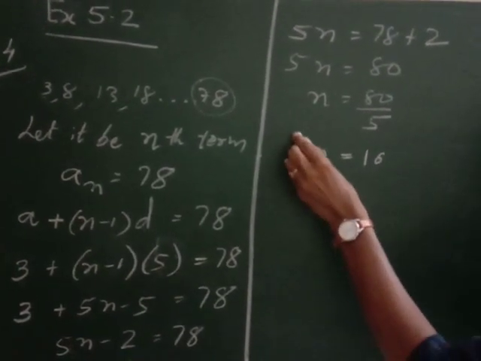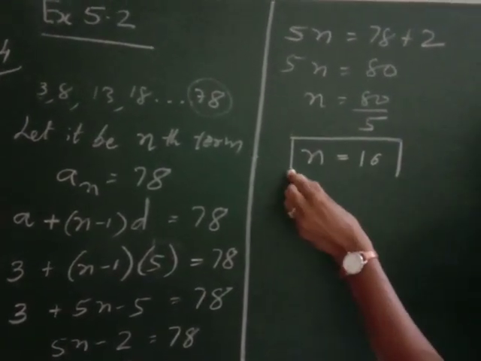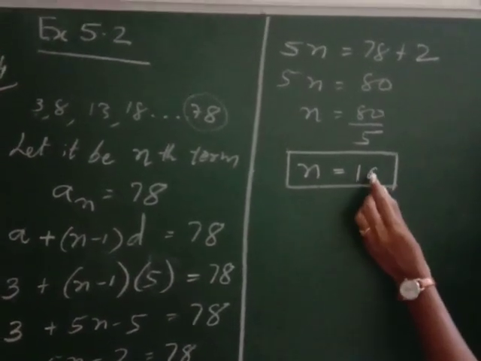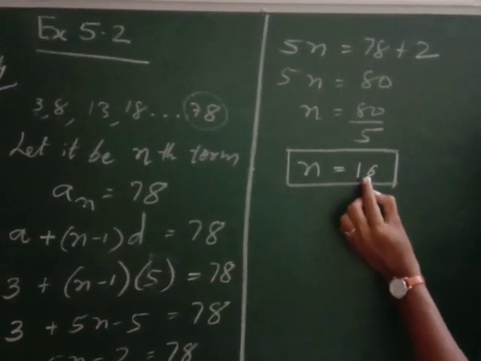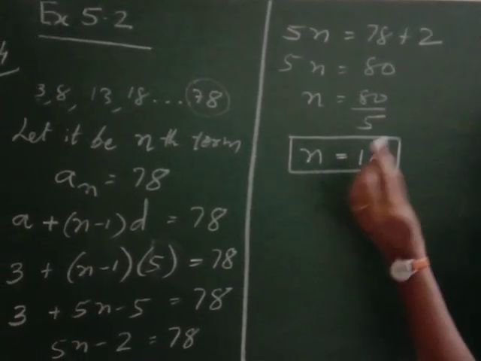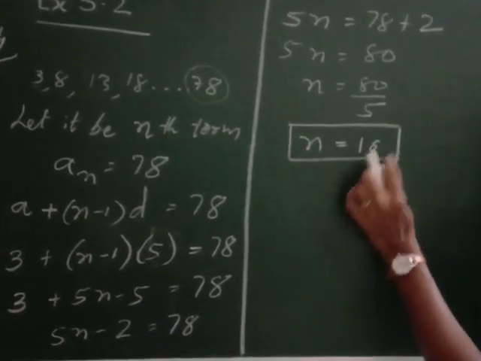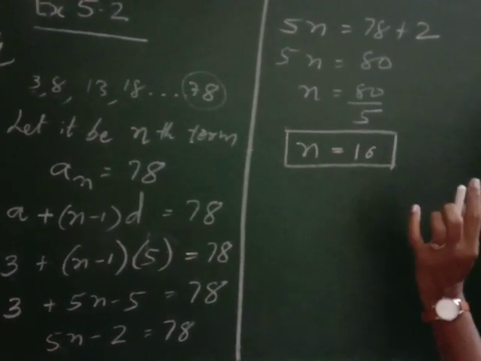Now remember, this n will always be a natural number. You will never get this n in a fraction form, in a decimal form, in a negative form, and n can never be 0. This n will always be a natural number. That means 1, 2, 3, 4 like this.